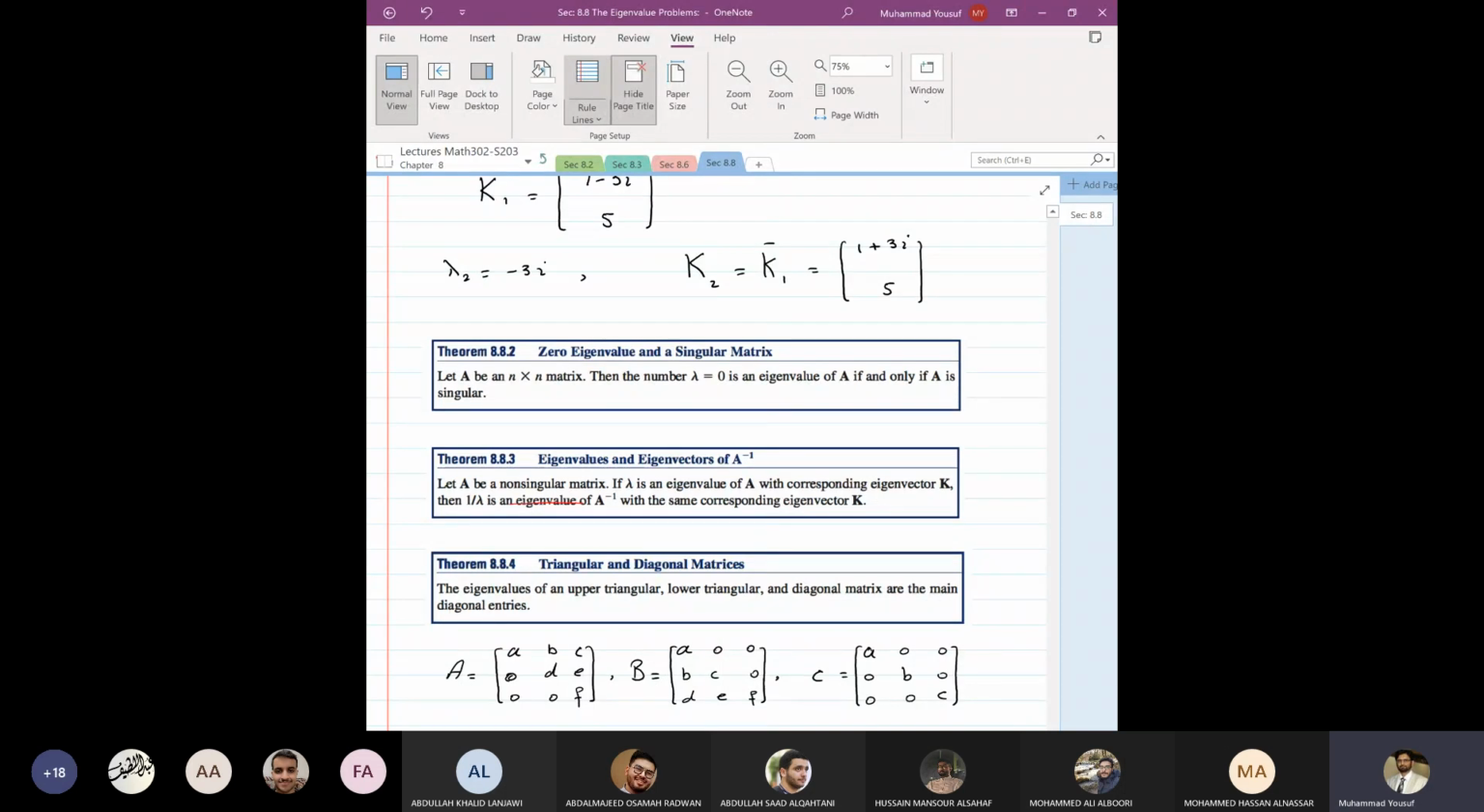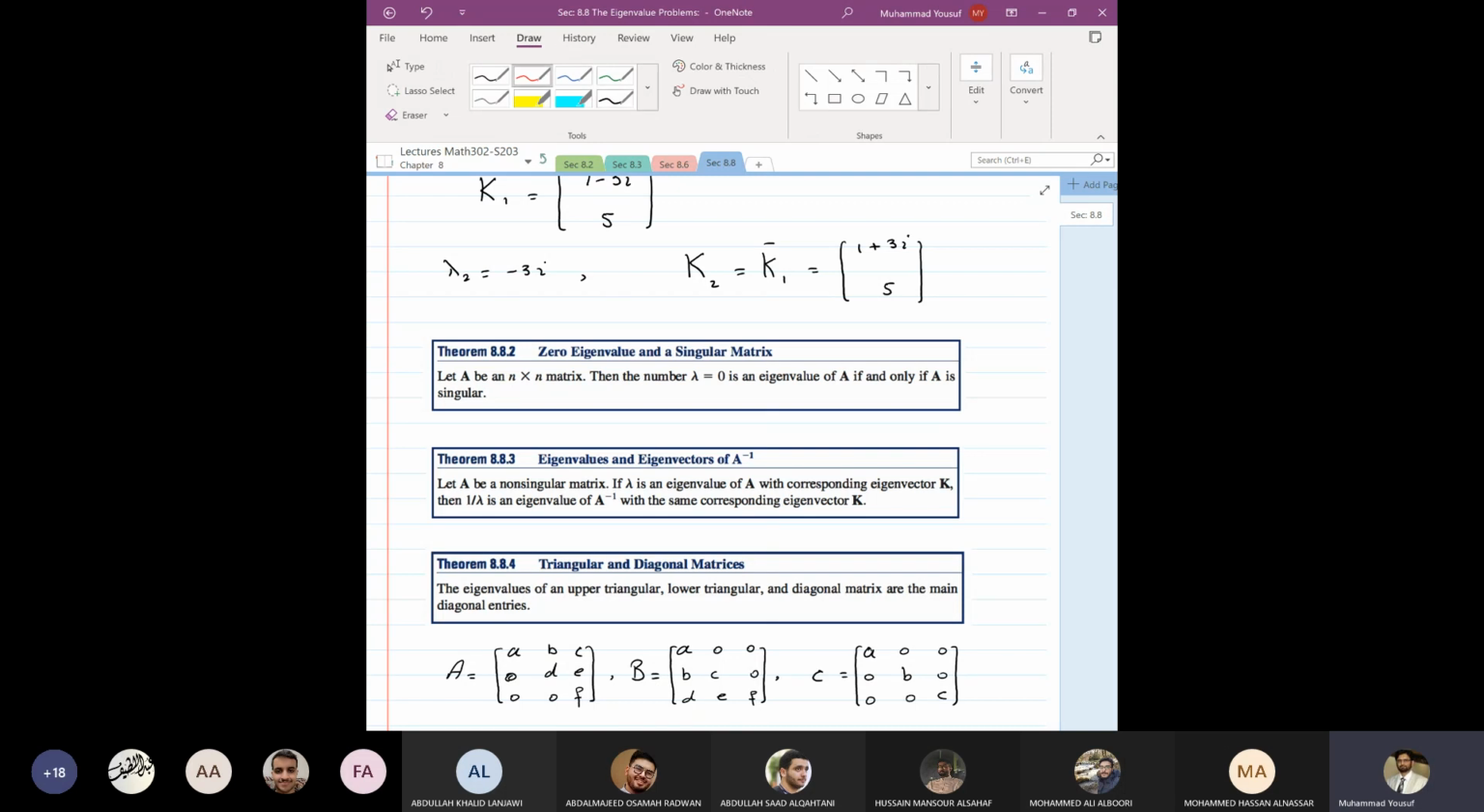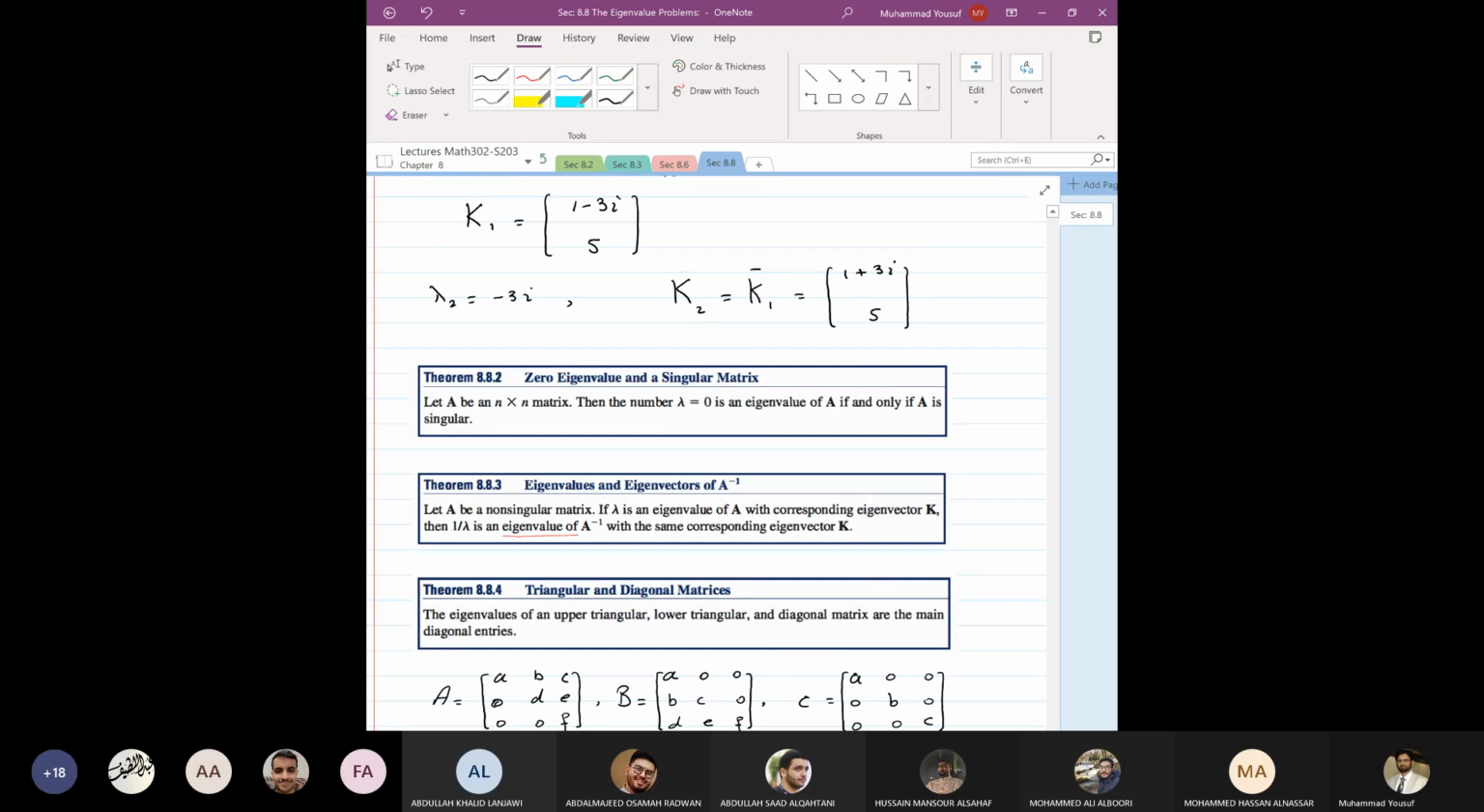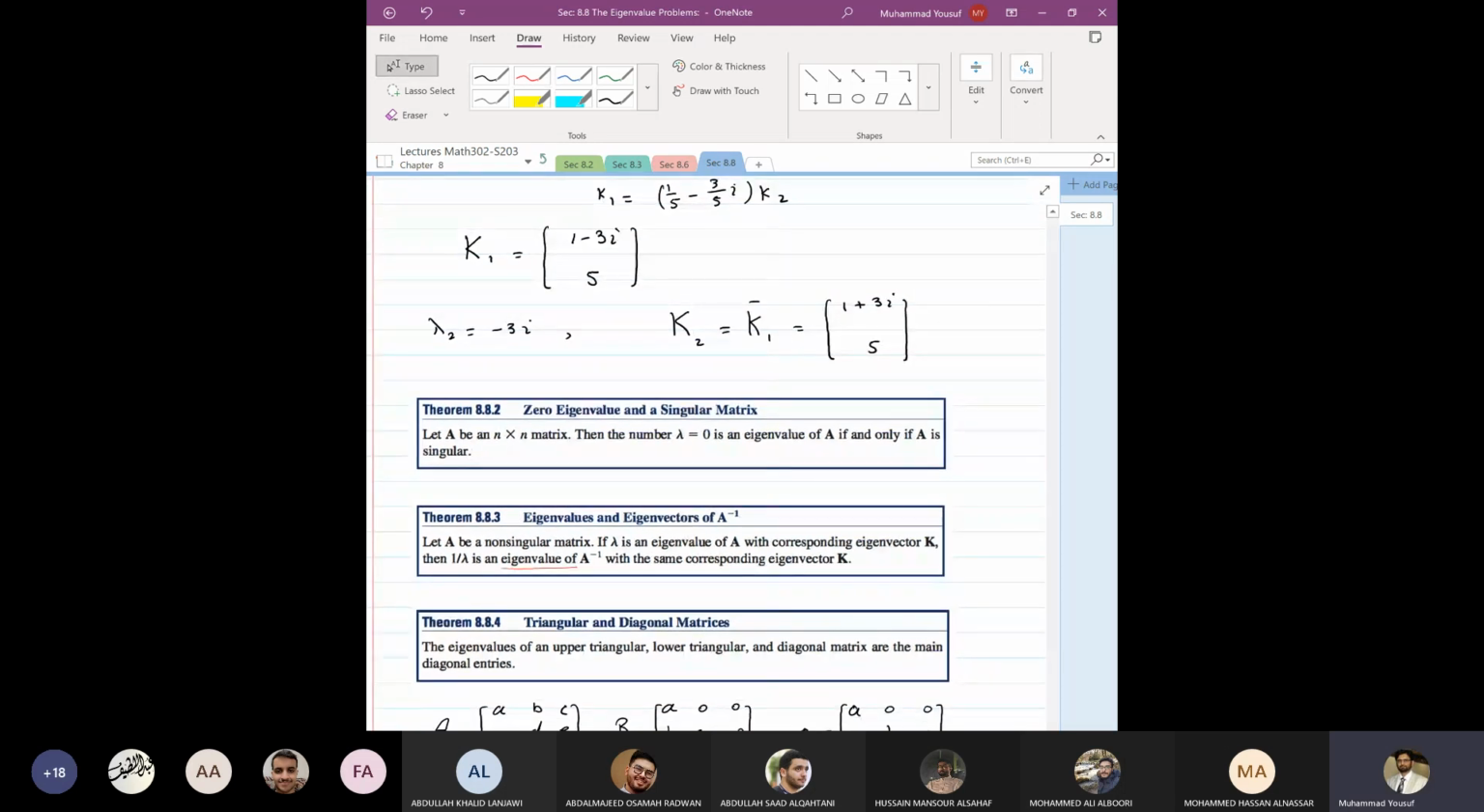These are three results. We were discussing yesterday in 8.8.2 and 8.8.3 that if there is any eigenvalue 0, then A is singular, has no inverse. Determinant is 0.